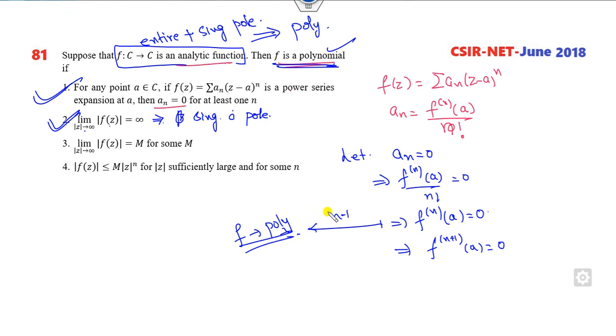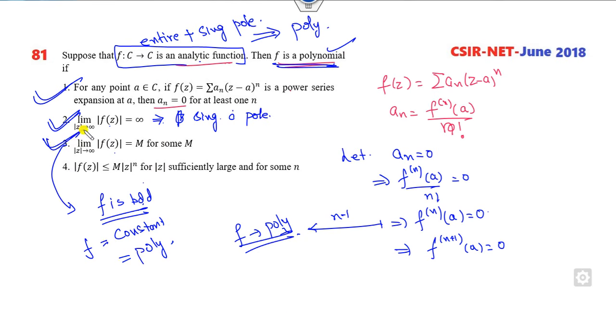Look at the third option. What is given to you? f is bounded. f is entire. What is the meaning of that? It is constant. f is constant, and a constant is also a polynomial, so this option is also correct. Again, you can see this is bounded. Once f is bounded, it means f is constant, it is a polynomial as well, so all are correct options.